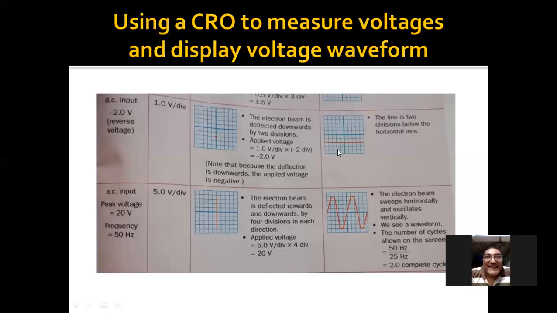You know, it's a DC current, direct current. Its direction does not change. So that's why you see a horizontal line on the CRO screen, because for negative voltage, it is below the mean position. And because the Y gain setting was 1 volt per division and the input voltage you provided to the Y input was 2 volt, it is 2 steps below the mean position or the x-axis.